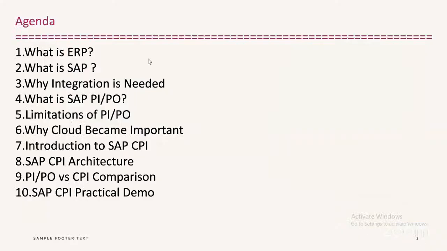These are the topics that we are going to discuss today. First of all, we will go through what an ERP system is, what SAP is, and why integration is required. Then, what the PAPO system is and the limitations of PAPO, and why cloud has become important nowadays. Then an introduction to SAP CPI and its architecture, and a basic comparison between SAP CPI and PAPO. Once we complete this PPT, there will be a practical demo that I have created, which I will show directly in the tenant itself.